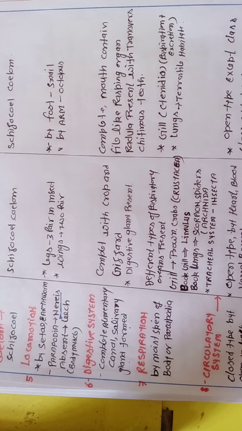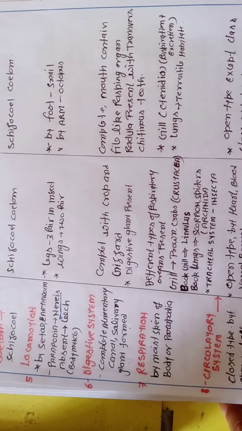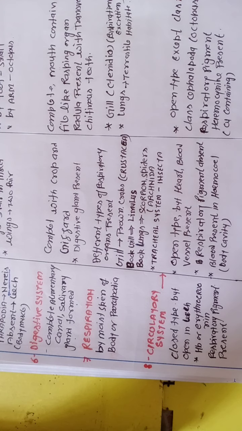Similarly, now the circulatory system, a very interesting point here. So you know, in the Annelida, among invertebrates, annelids have a closed blood vascular system.